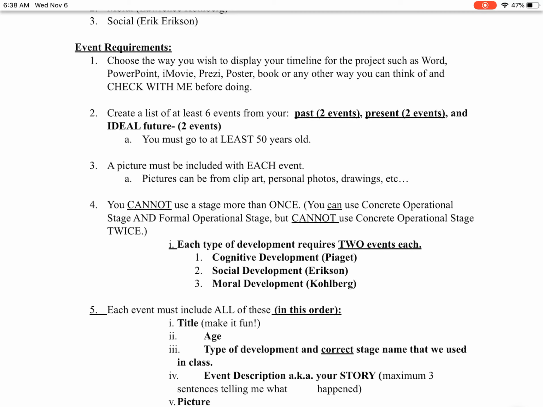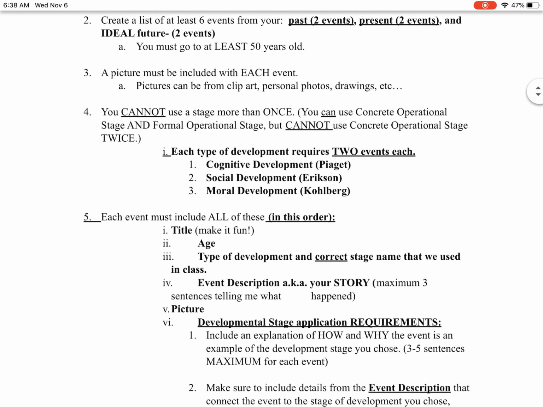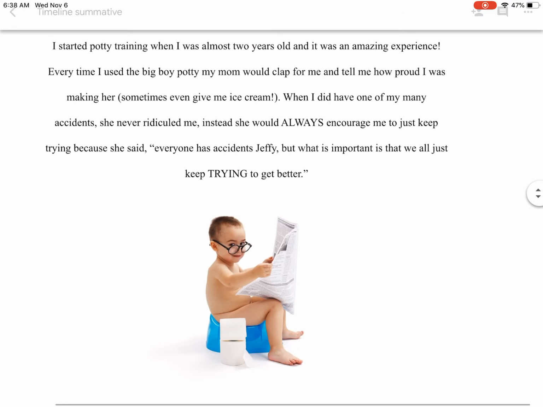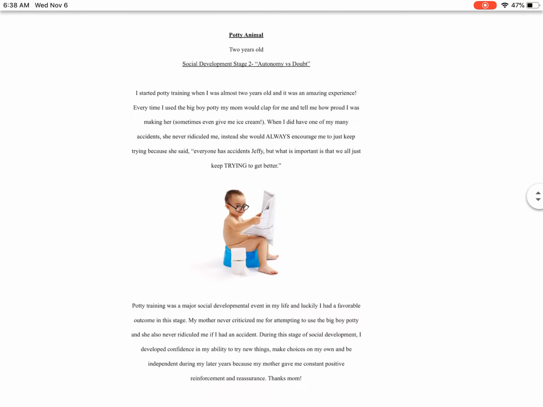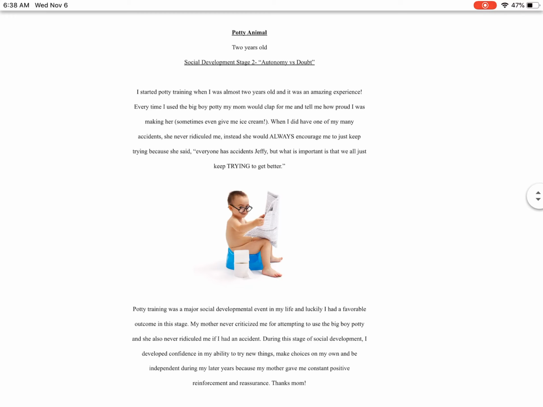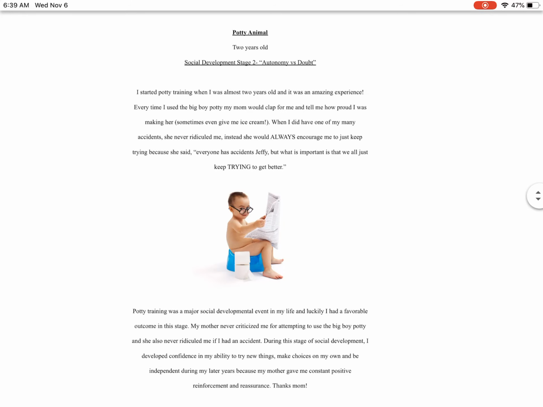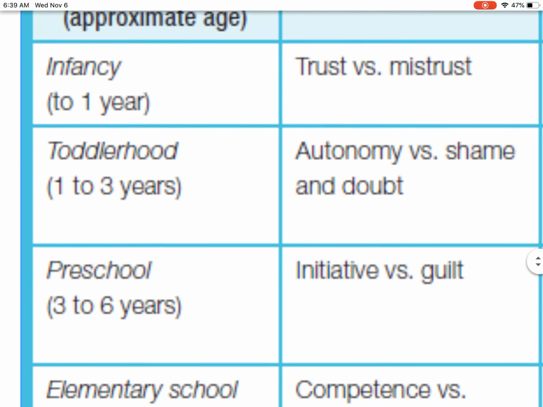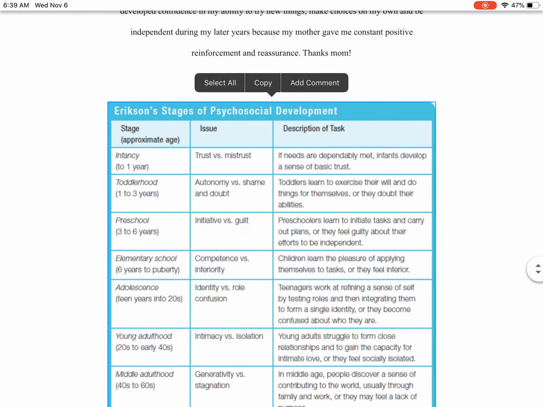If you're looking at number 4, you must have 2 cognitive development stages, 2 social development stages, 2 moral development stages, making sure not to use any stage twice. For each event, remember these are what the events look like. You will have a title, potty animal. You'll have an age. Make sure the age corresponds with the stage of development that you're listing, like autonomy versus doubt. That is actually at 2 years old. If you look at Erikson, autonomy versus doubt, 1 to 3. So 2 years old makes sense.